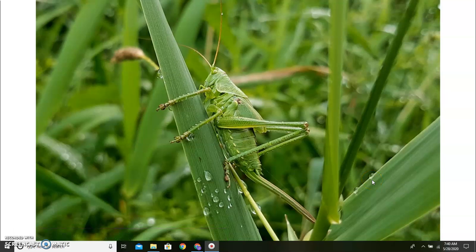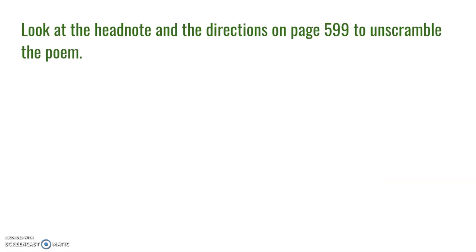Today we're going to talk about the last poem that you read by E.E. Cummings. It is found on page 598. And when you unscramble that anagram, that scrambled up group of letters that's really a word, you will have the word grasshopper. So let's talk about this poem just quickly.